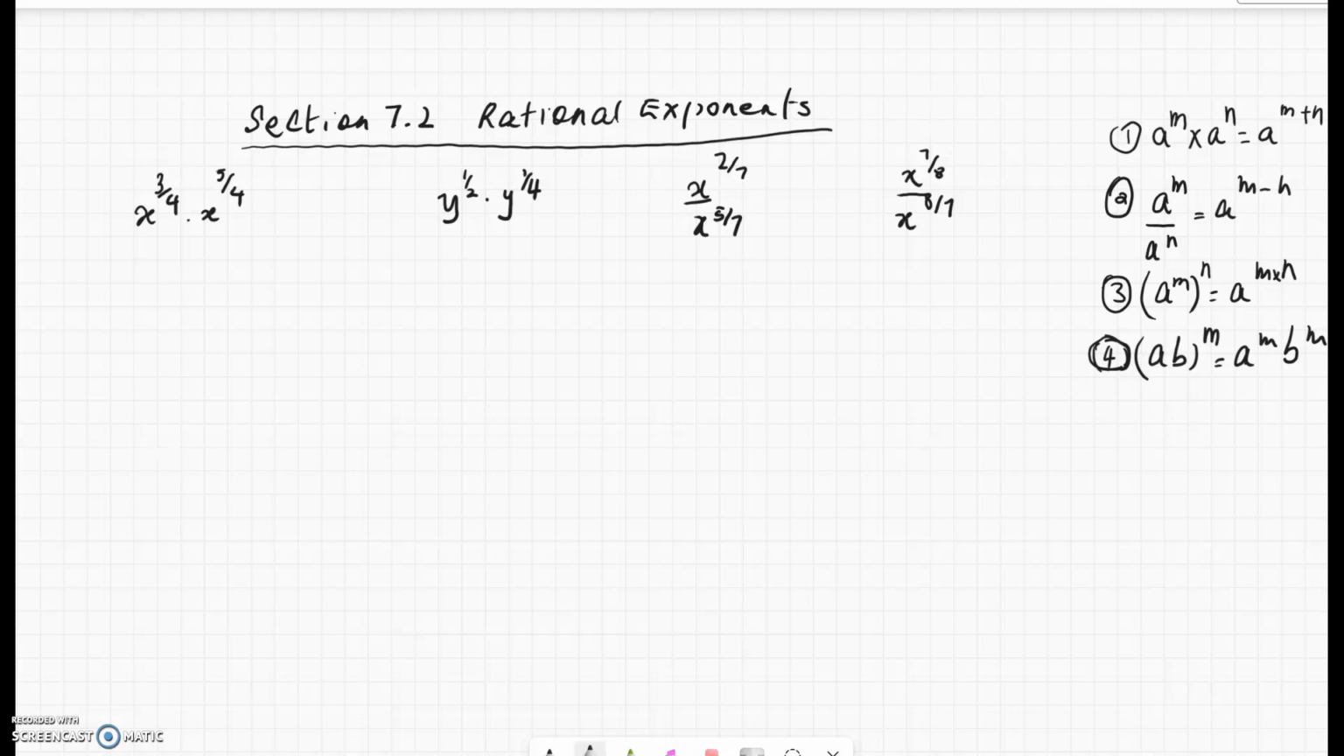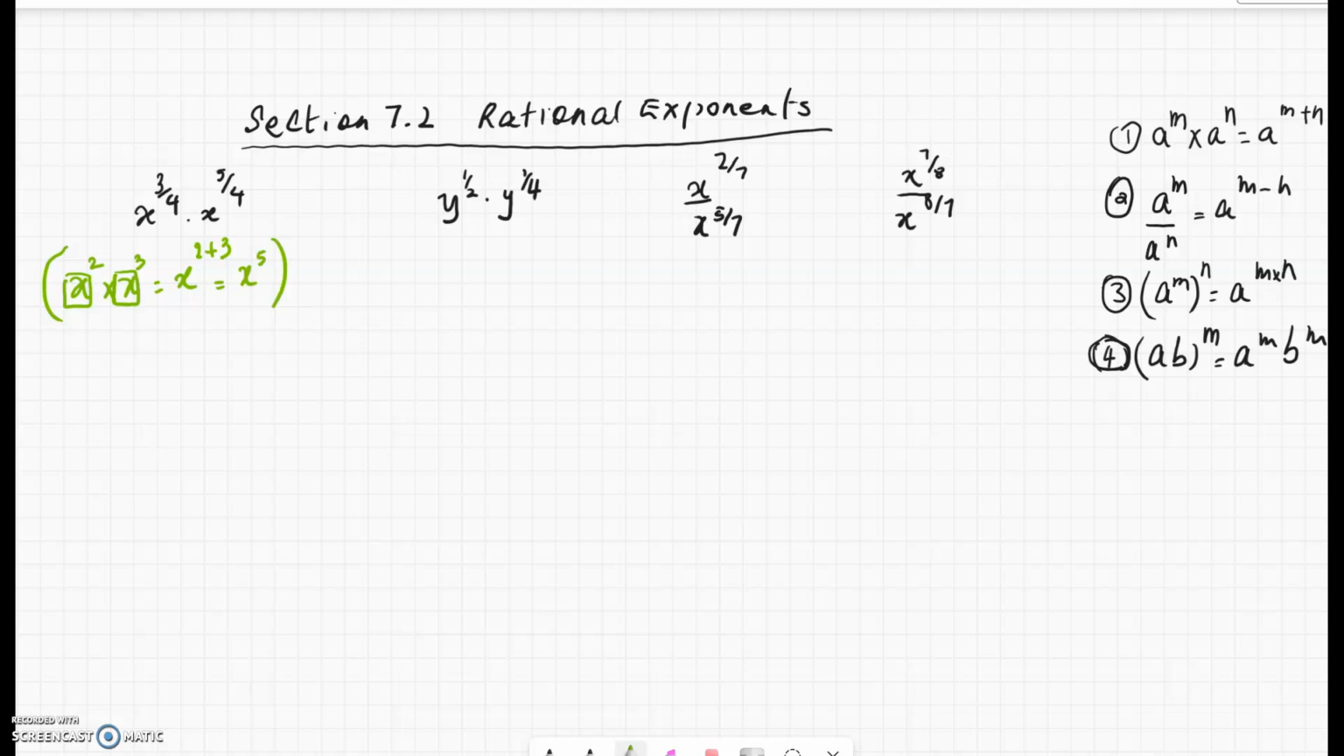Now we've done this before with whole numbers. Suppose we have x to the 2 times x to the 3. That's equal to, for multiplication of two numbers with the exact same base, all you have to do is add the exponents, keep the same base, so that would be x to the 5th.